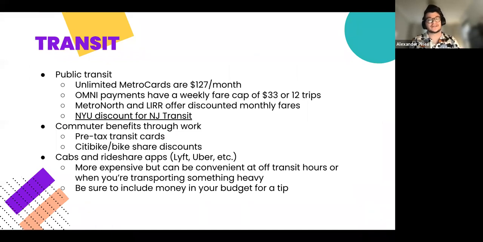An unlimited Metro card currently is $127 a month. If you are not commuting every day, you probably don't need an unlimited Metro card. I work in person twice a week. I don't have an unlimited. It's just not worth it for me. So think about, before you get one of those, how many trips you take to see if you'll actually save money.